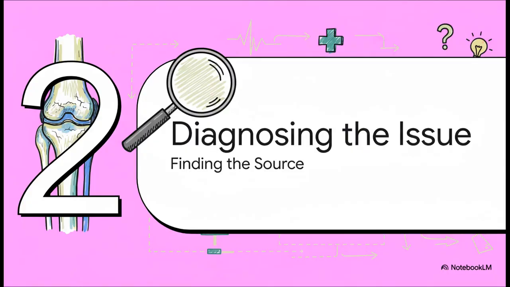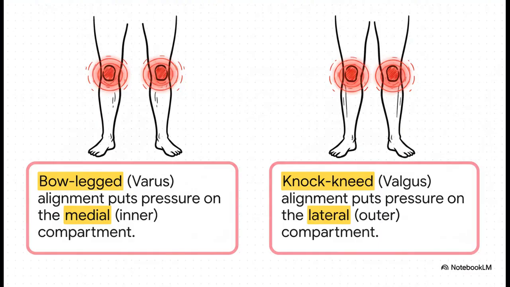So how do we figure out which compartment is causing all the trouble? You might think it's all down to a fancy x-ray, but the truth is, the diagnostic process is much more personal than that. It's really about your story. A massive clue, and I mean a huge one, comes from just looking at how you stand. If someone's a bit bow-legged, doctors have a fancy term for it, varus, all that pressure is getting funneled onto the inner or medial part of the knee. And on the flip side, if someone is knock-kneed or valgus, the stress goes to the outer, lateral compartment. Your body's alignment tells a huge part of the story before we even see an x-ray.